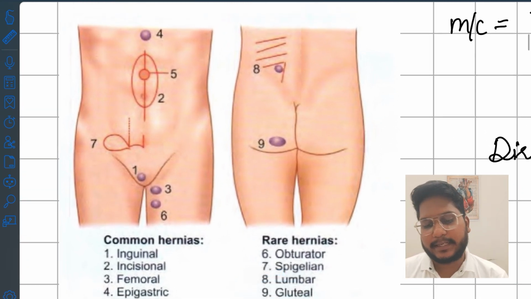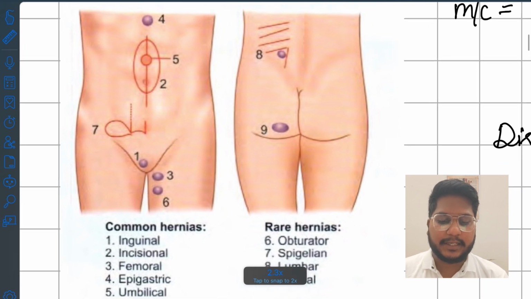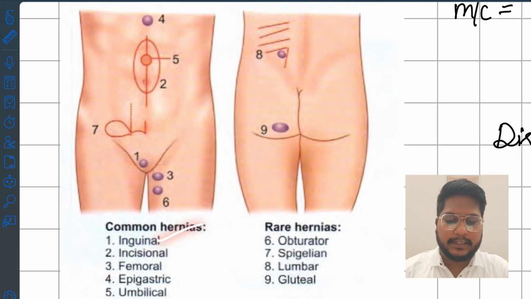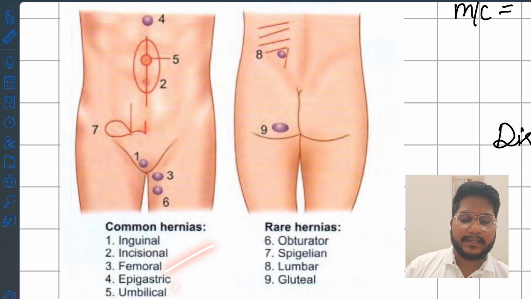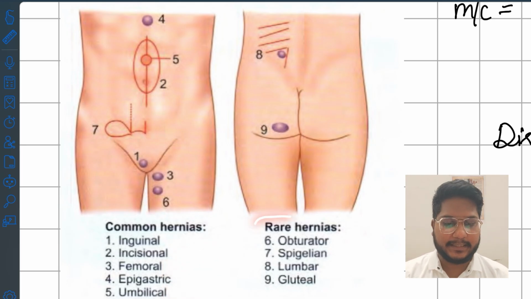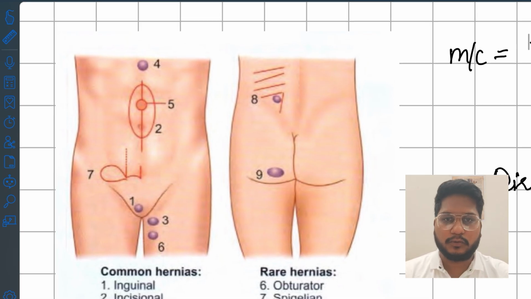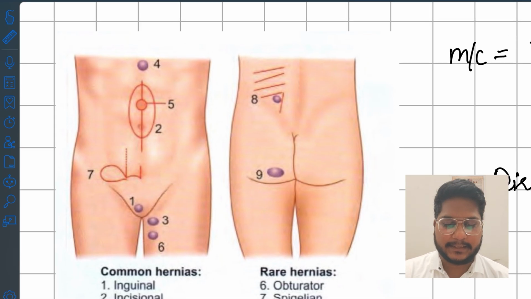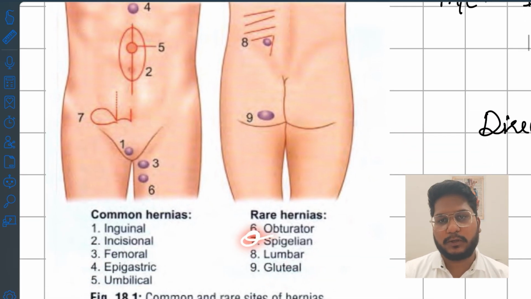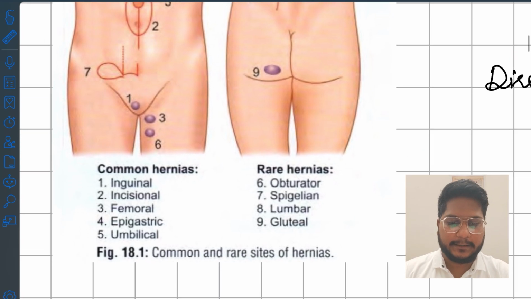So basically common hernias are inguinal hernia, incisional hernia, which can happen after any surgery. Then we have femoral hernia, epigastric hernia, and umbilical hernia. Also there are some rare hernias which are obturator hernias. Spigelian hernia is also there, which comes at the semilunar line, which is lateral to the rectus muscle, and it is sometimes asked as a Viva question, what do you know about the Spigelian hernia. Next is the lumbar hernia, and the last one is the gluteal hernia, and these are the sites.